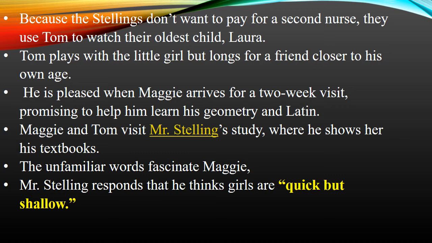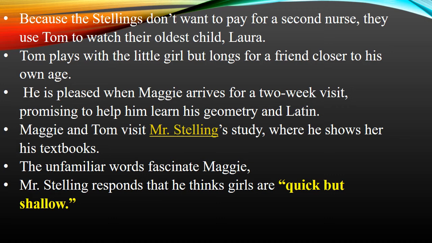Because the Stellings don't want to pay for a second nurse, they use Tom to watch their oldest child, Laura. Tom plays with the little girl but longs for a friend closer to his own age. He is pleased when Maggie arrives for a two-week visit, promising to help him learn his geometry and Latin.